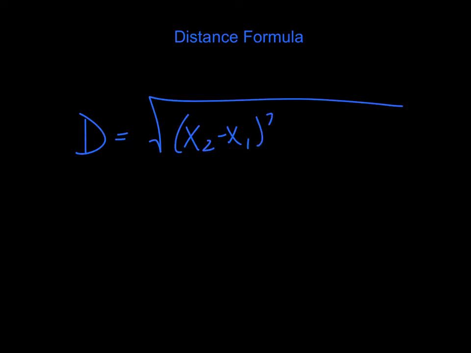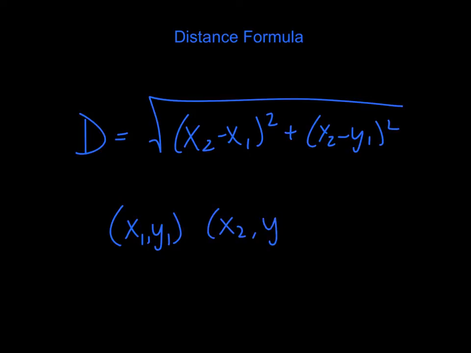So the distance formula is the square root, and we're going to subtract our x's and square it, subtract our y's and square it. And this is very similar to what we were doing yesterday. If you have the x1, y1 as one of your points and x2, y2 as your other point.